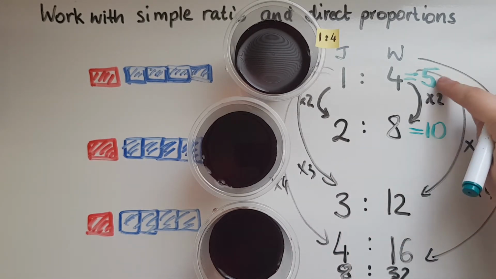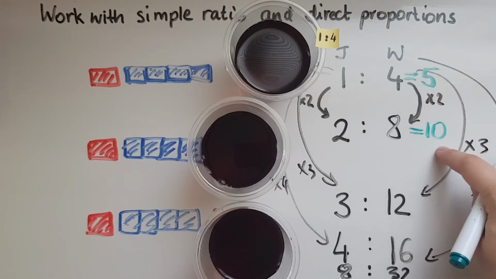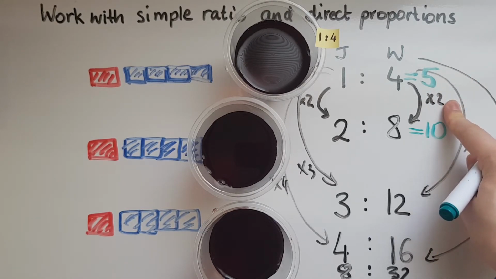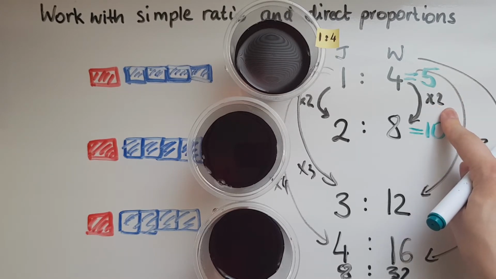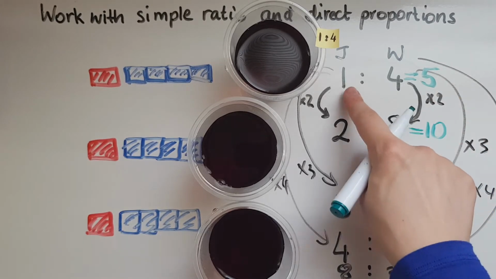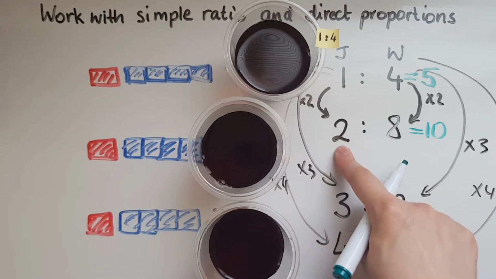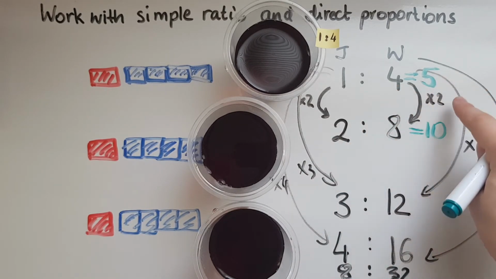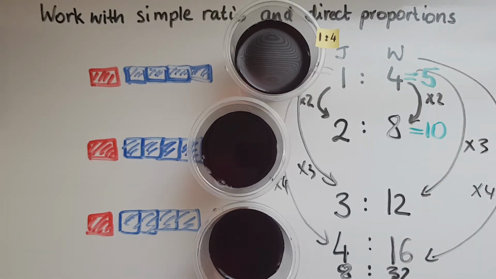So what do you notice between 5 and 10 as well? That doubled as well. So it multiplied by 2. 5 was multiplied by 2. So 1 times 2 gave us 2. 4 times 2 gave us 8. And 5, which is the total, times 2 gives us 10. So let's see whether that's the case with this.